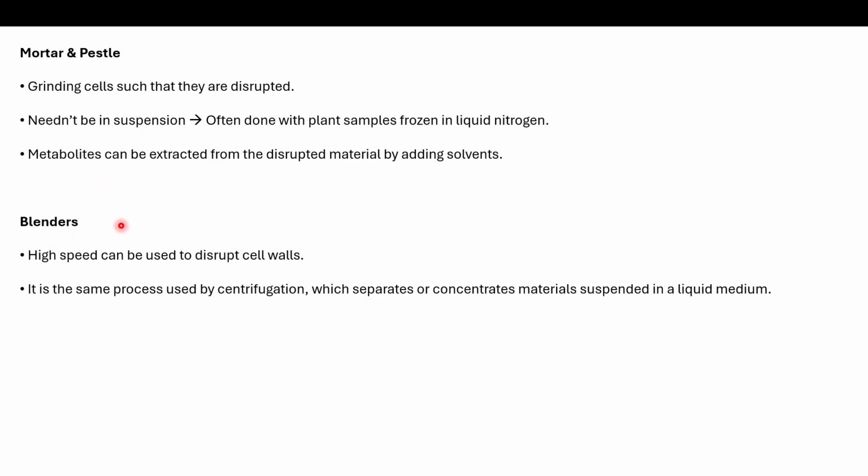Either you use blenders, after pouring liquid nitrogen, or a mortar and pestle. Blenders can be used for a higher quantity of tissue. Suppose I'm talking here about plants, right? In blenders you use high speed to disrupt the cell walls. It uses the same process as centrifugation, wherein you separate or concentrate the materials suspended in a liquid medium. Then you eventually get a pellet and a supernatant, right?